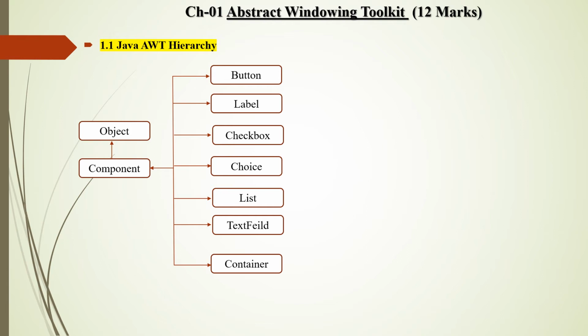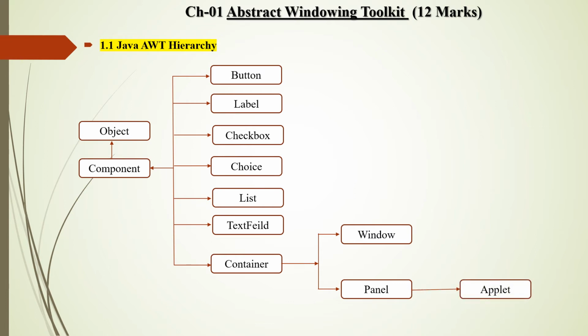subclass of component class. Next one, in container there are two subclass, windows and panel. Next, panel contain one class, that is applet, that we study in last semester. And in windows there are two subclass, that is dialog and frame. So these are the Java AWT hierarchy. All class are we study one by one in this chapter in next few lectures.